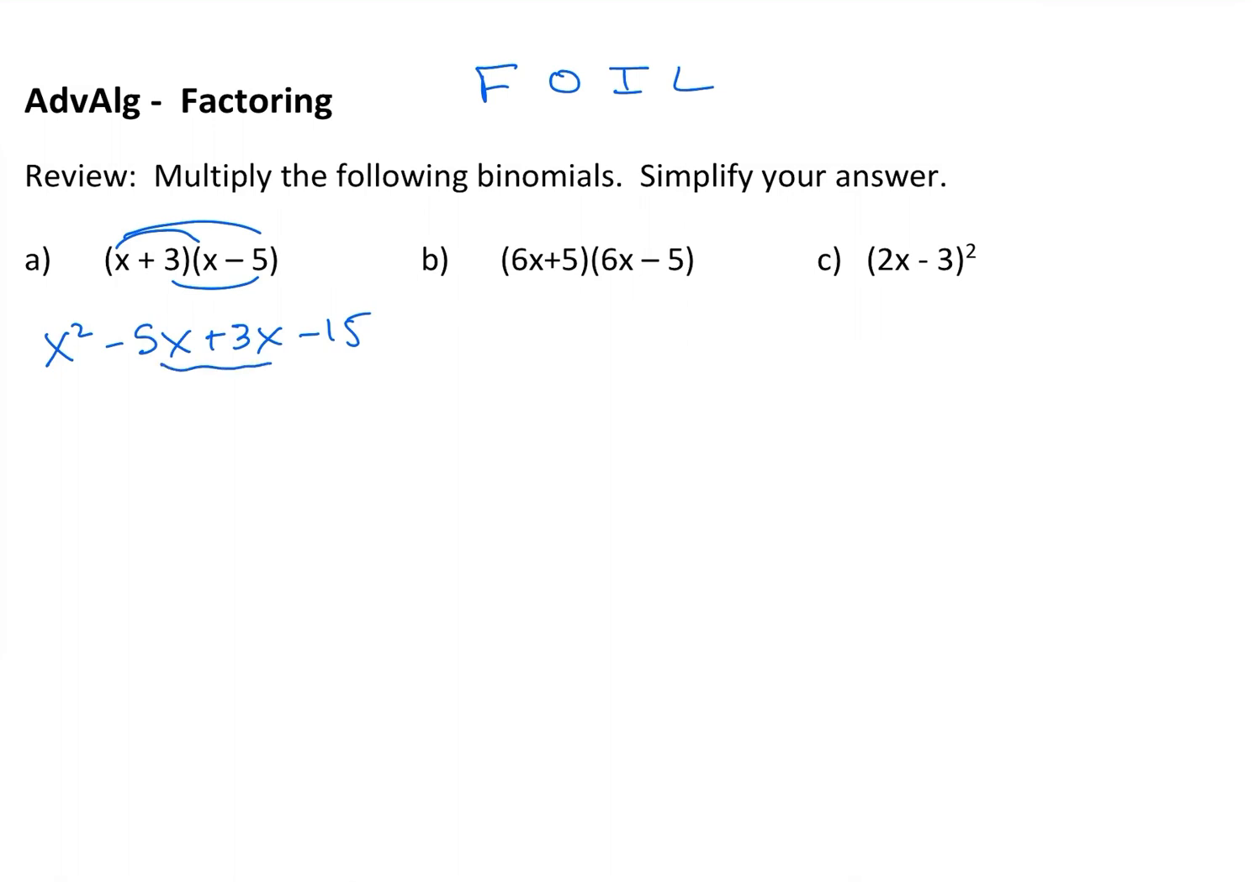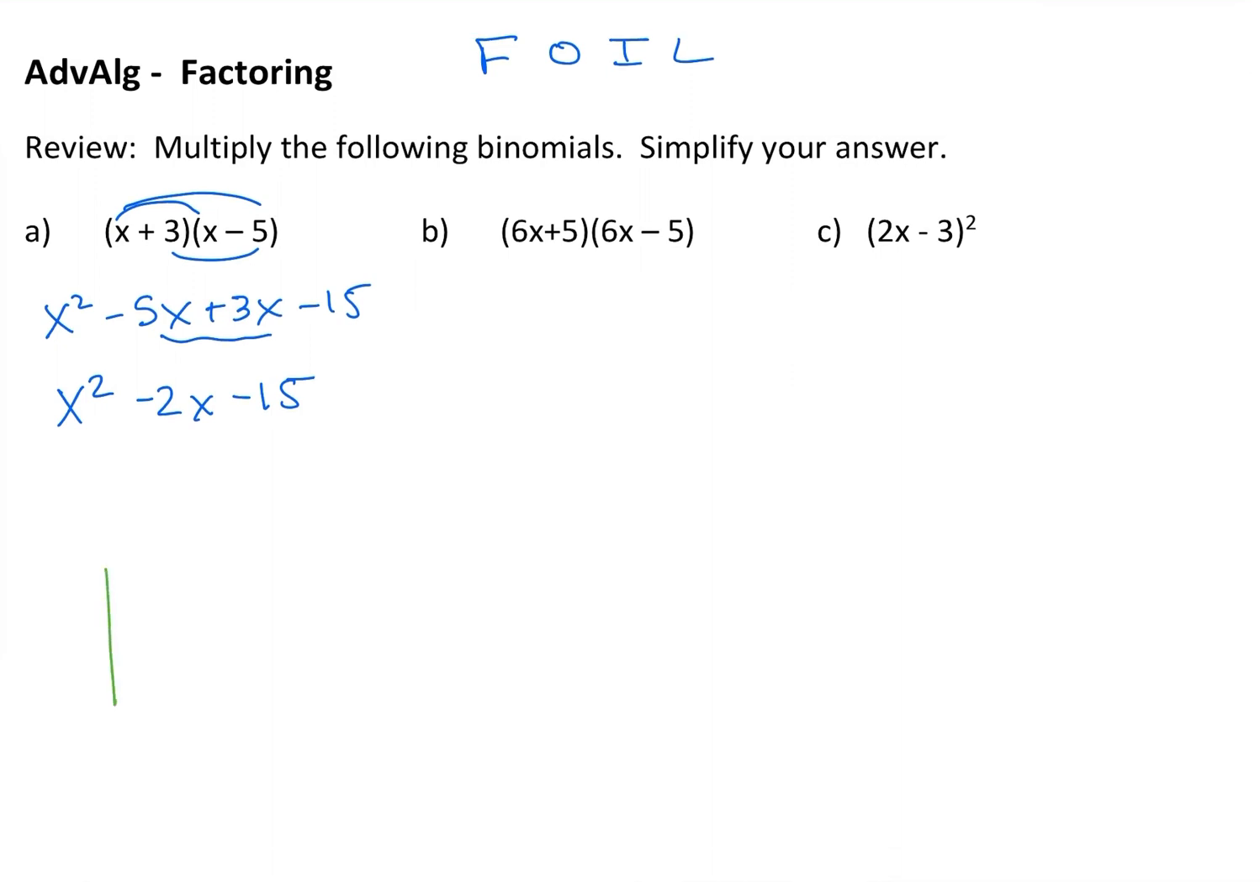Now typically with this, your middle terms will add together. That's just because if we have an x term and a constant in both these binomials, that will happen. So they're like terms, so that becomes a negative 2x. So our answer then is x squared minus 2x minus 15, which is the same thing as x plus 3 times x minus 5.